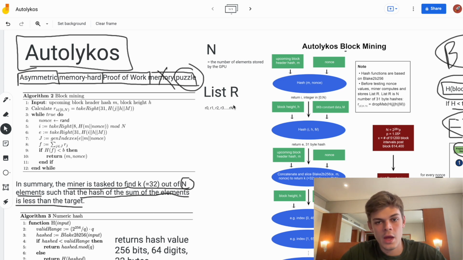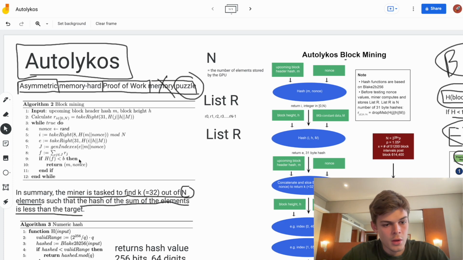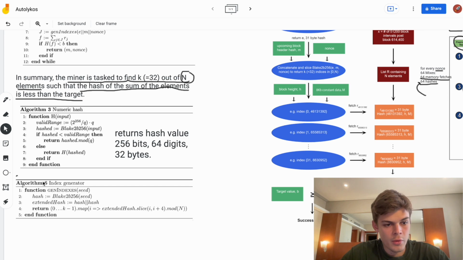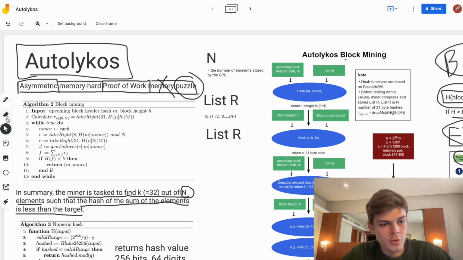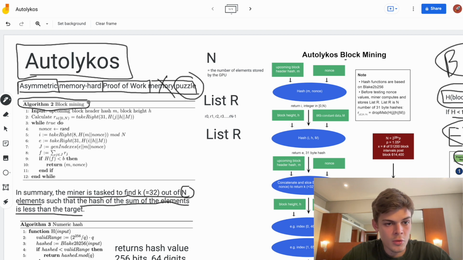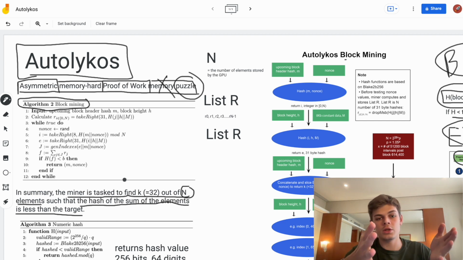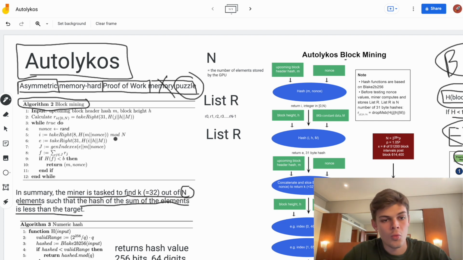So now the question is, how are these values calculated? R0, R1, R2, R3, etc. How are they calculated? And I just want to revert quickly to these images here. So we're not going to worry about algorithm 3 or 6 just yet, but we want to focus on algorithm 2. If you understand algorithm 2, which involves these other algorithms, then you understand Autolykos, because this is literally just exactly what an Ergo miner does when mining a block.